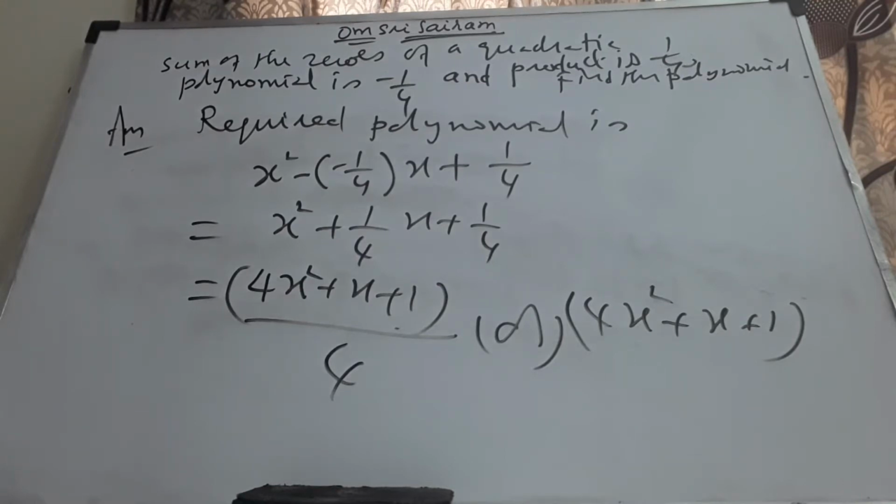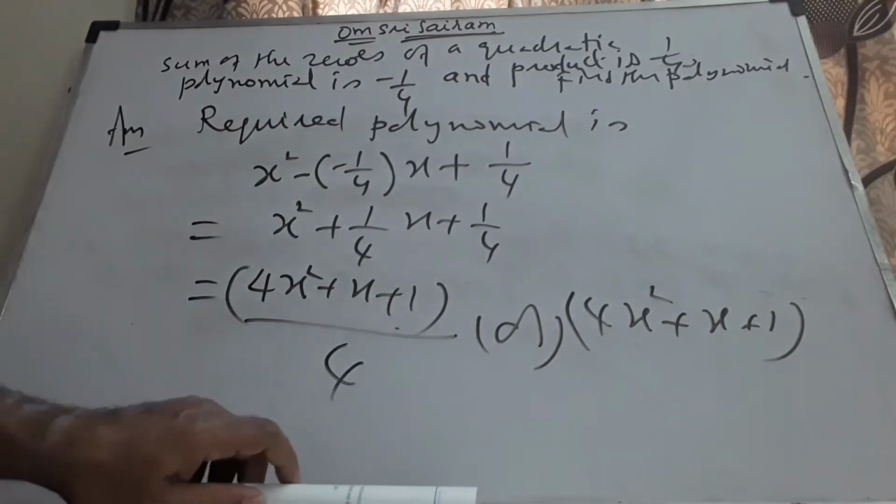It will not make any difference in finding the zeros of the polynomial or in finding the equation of the polynomial. Okay, 4x squared plus x plus 1 will be the final answer.